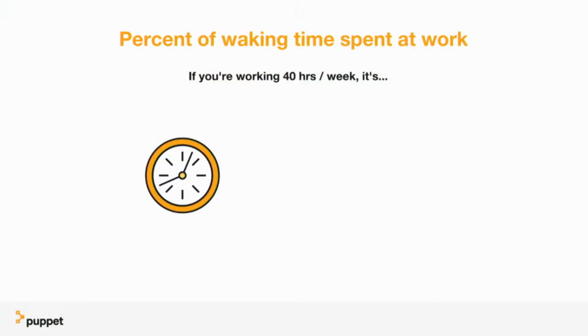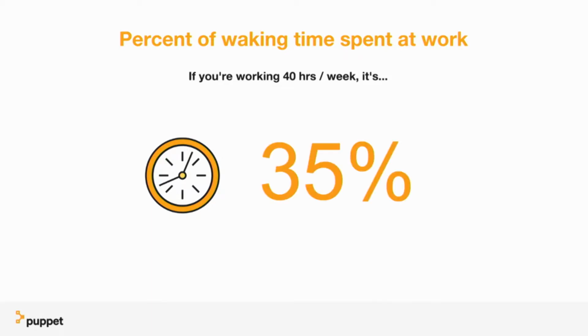Assuming like 8 hours of rest, if you're working 40 hours a week, you're probably spending around 35% of your waking time at work. 50 hours, it's like 45%. 60 hours, you're like 53%. I don't want to know if you're working more than 60 hours because you're just wasting time at that point. You can't physically get more done. But we spend a fair amount of our time at work.